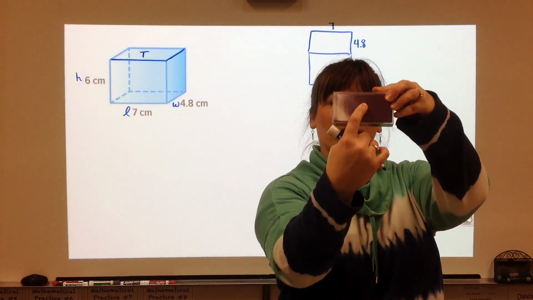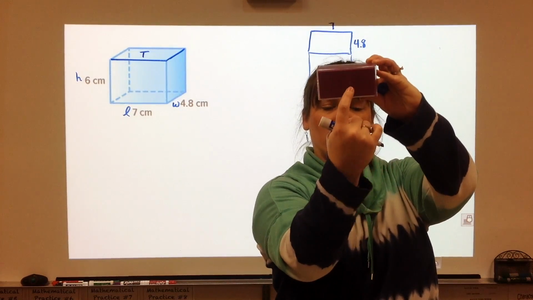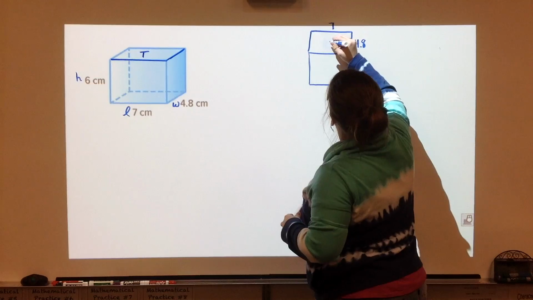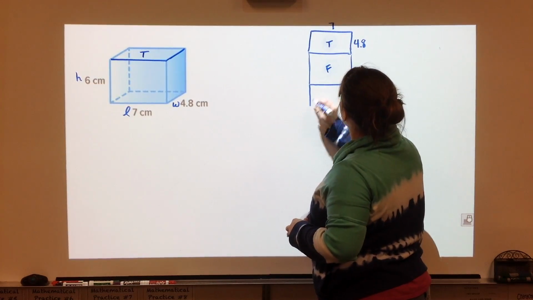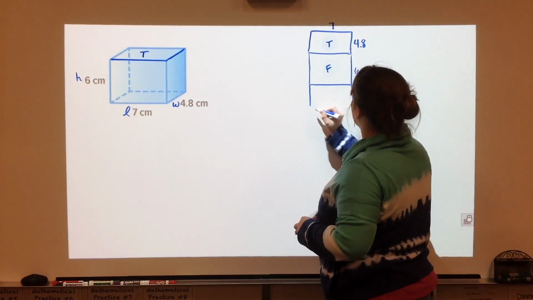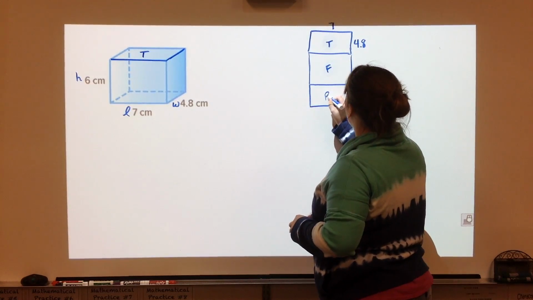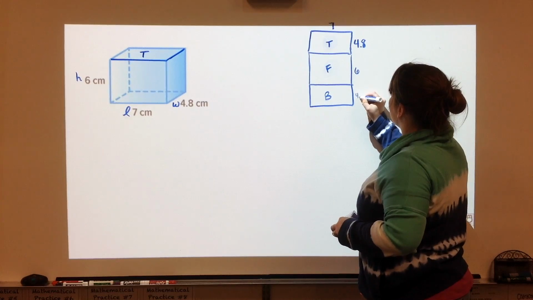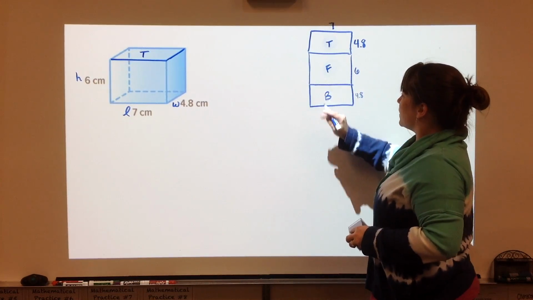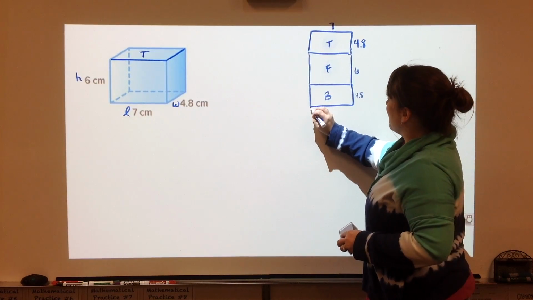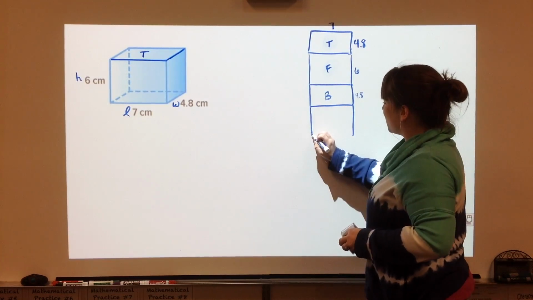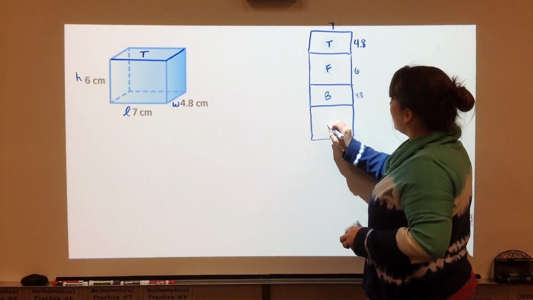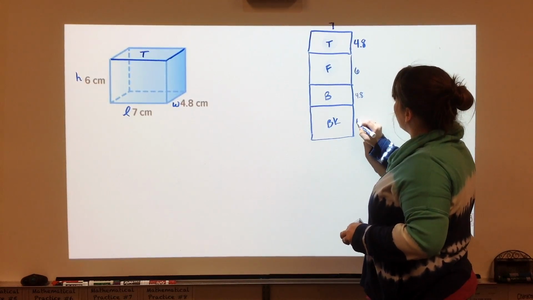After I draw the front, I have to go down again to the bottom. Here's the top, here's the front. Now I'm going to draw the same rectangle that was the top is going to be the bottom. It's going to still be 4.8 and still 7. I'm just connecting them. And then I'm going to need another one that looks like that size approximately, doesn't have to be perfect, and we're going to label it the back.